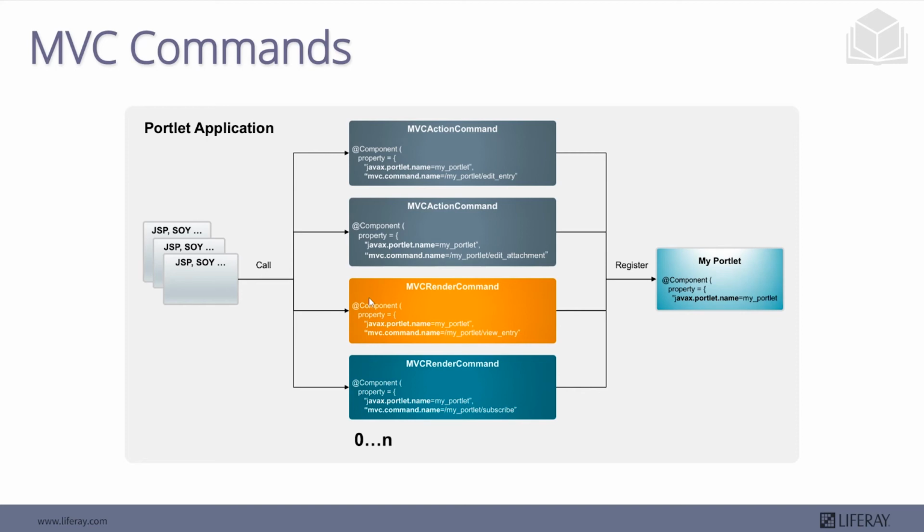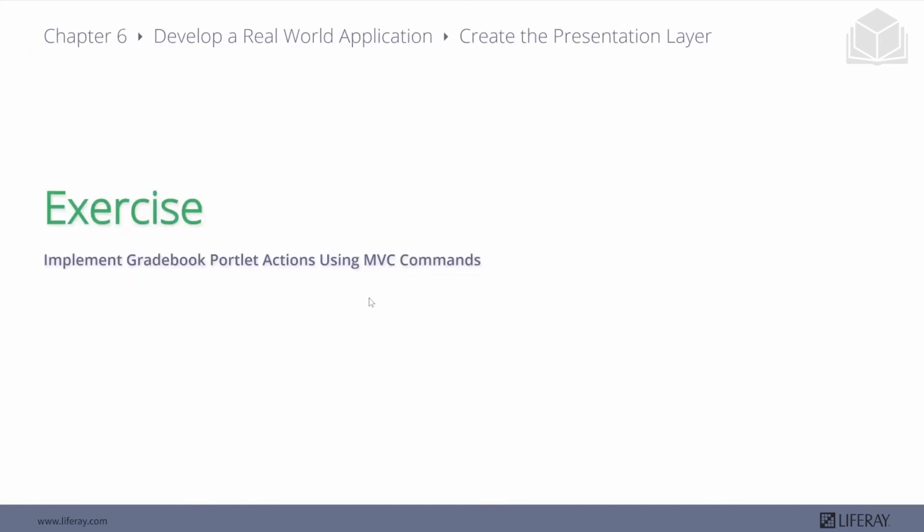So if I want to render 5 different JSPs, I can create 5 MVC render commands to handle each one. If I'm performing 8 different actions, I can create 8 MVC action commands to handle each one. All of these being registered or listening for these requests from a specific portlet. So this is what this diagram here is demonstrating to us.